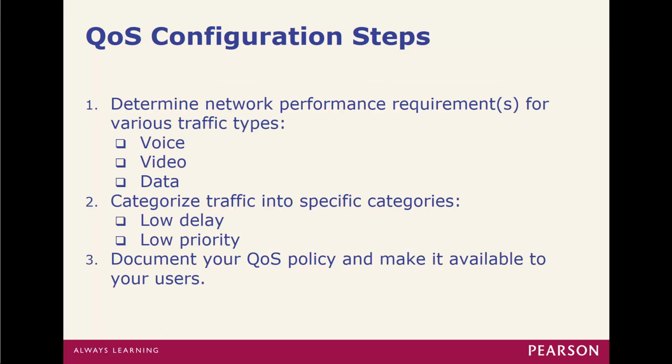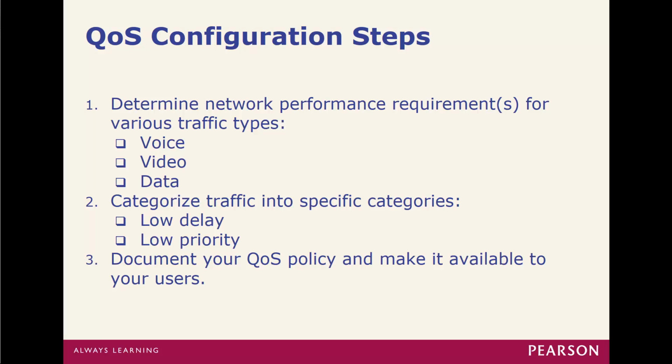So QoS configuration, normally we're looking at various types of traffic. Normally we categorize it based off of performance requirements. For example, voice and video have a real-time component. Voice specifically. Video if you're doing video conferencing. But both of those, the performance matters. Where data, not so much.